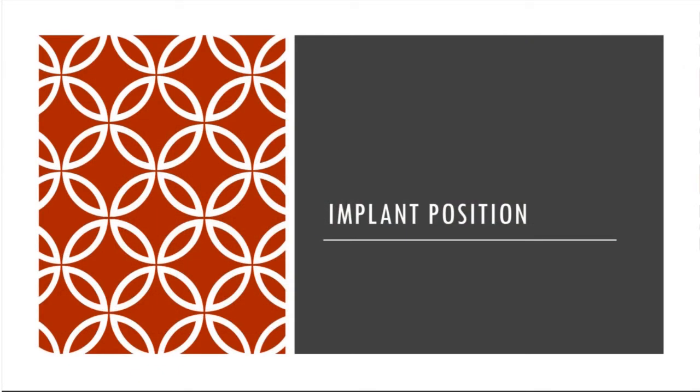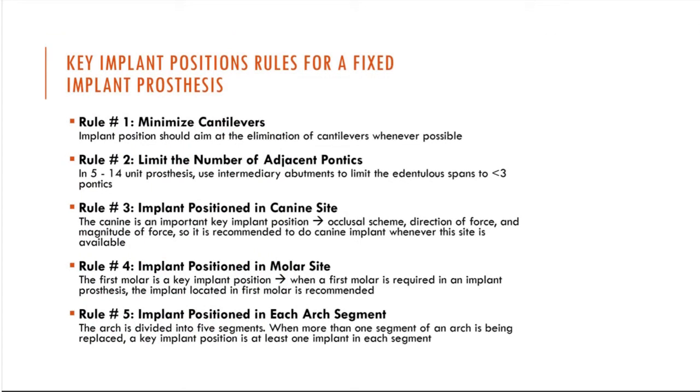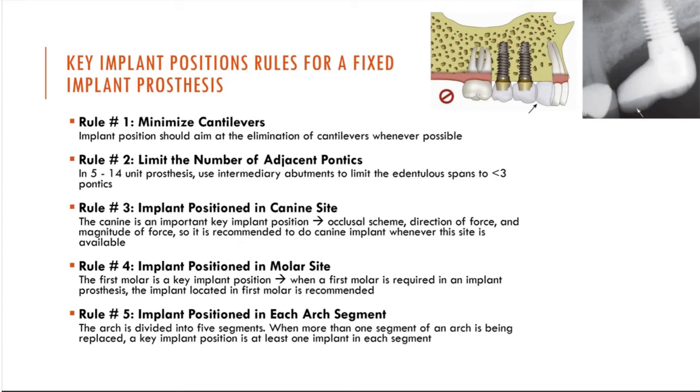So now let's go further into details about implant positions. In the fixed implant prosthesis, we have what we call key implant positions, and there are 5 rules regarding this matter. The first rule is to minimize cantilever, and the second rule is to limit the number of adjacent pontics to less than 3 pontics and also use an intermediary abutment.